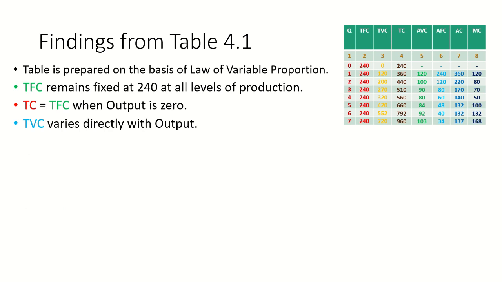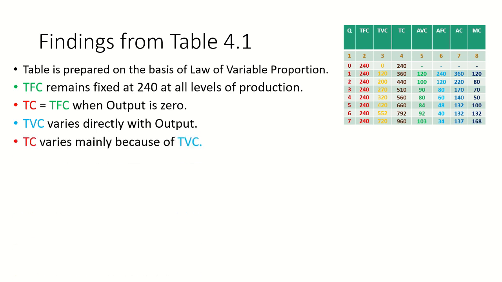And the next one, we can see that the total variable cost varies with the output. When we are producing one unit of output, the total variable cost, TVC, is 120, and subsequently it changes to 200, 270, 320, 420, 552 and 722. So we can say that TVC varies directly with the output. When the output increases, the TVC also increases.